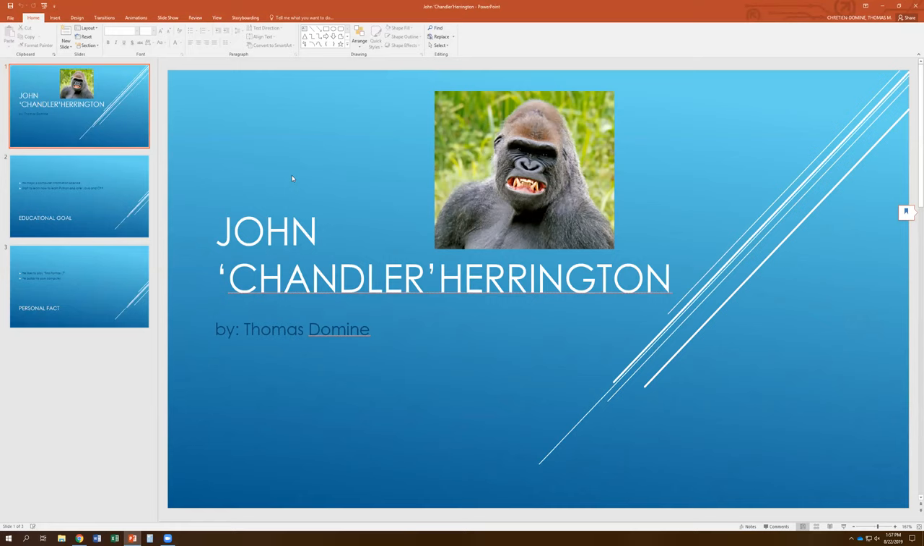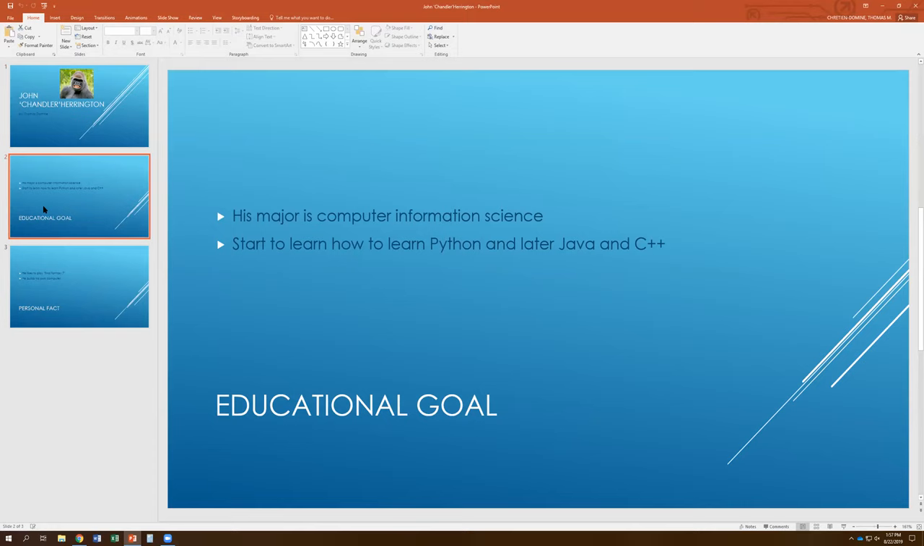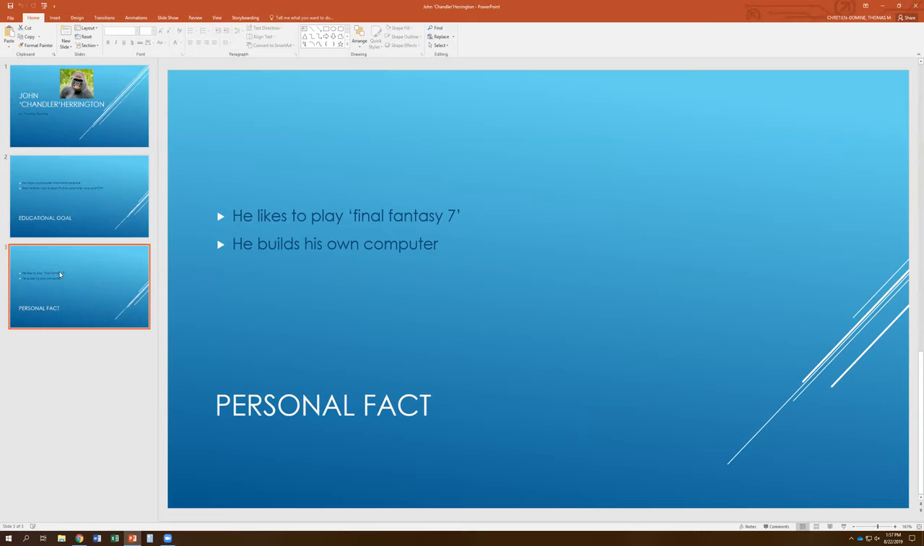So this is John Eric Dunn, and he goes by Chandler. His major is computer information science, and he wants to learn Python and later Java or C++. He likes to play video games, but more importantly, Final Fantasy VII, and it is his own computer. Nice. Okay, guys, go for it.